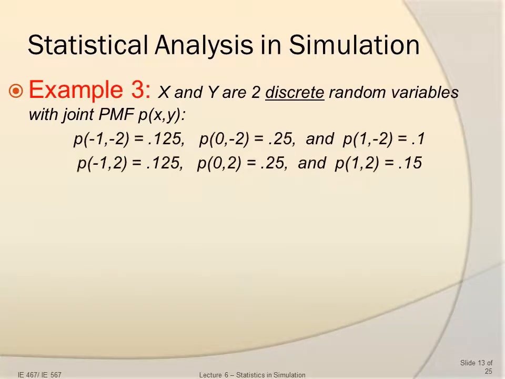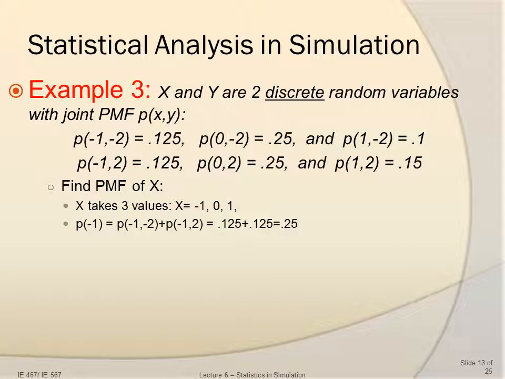So in this case, we first find the PMF of X. To do that, we need to figure out how many values X takes. X takes only 3 values, and the specific values are -1, 0, and 1. And here is how we can compute them. For each of the values, we need to compute its corresponding probability.